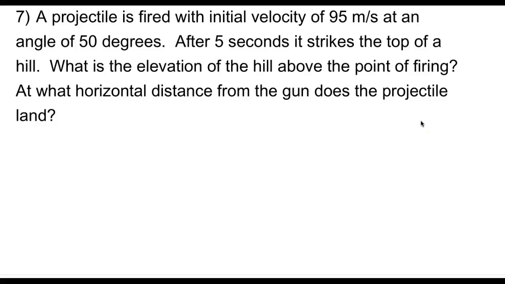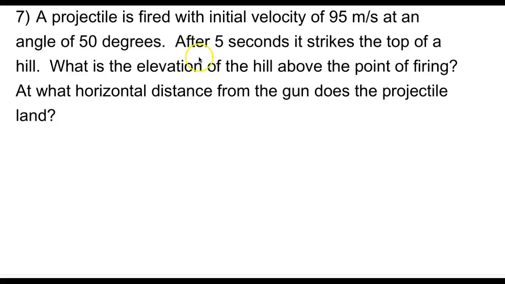Alright, so a few people asked about number 7. So we got a projectile fired with an initial velocity of 95 meters per second at an angle of 50 degrees. After 5 seconds, it strikes the top of a hill. What is the elevation of the hill above the firing?